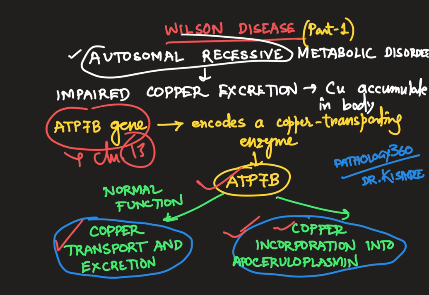Now imagine a scenario where this person has developed Wilson disease. So what would happen? The ATP7B gene is mutated, so obviously that would produce a defective ATP7B protein. This ATP7B protein would not do its normal function. So it would not help in copper transport and excretion through the bile. Plus, copper incorporation into apoceruloplasmin would also not be done. So the copper would neither be excreted through bile, nor could copper be circulated through ceruloplasmin into the serum.